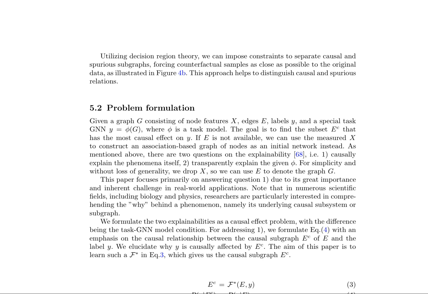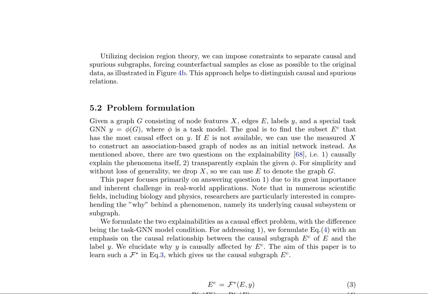The problem formulation is presented, where given a graph G comprising node features x, edges e, labels y, and a task model GNN y equals phi g. The objective is to identify the subset EC that has the most causal effect on y. If E is not available, an association-based graph of nodes can be constructed as an initial network instead. The authors focus on addressing the first question of explainability, which is to causally explain the phenomena itself, by formulating the problem as a causal effect problem.